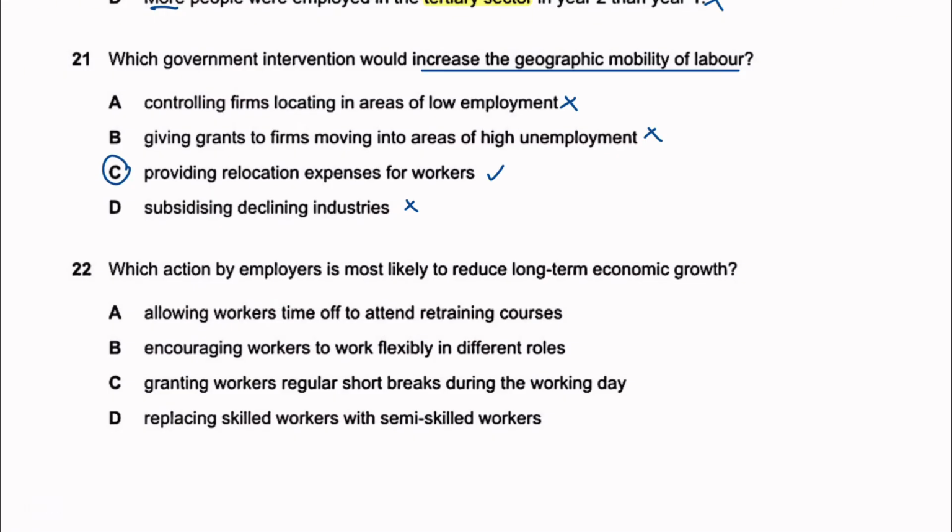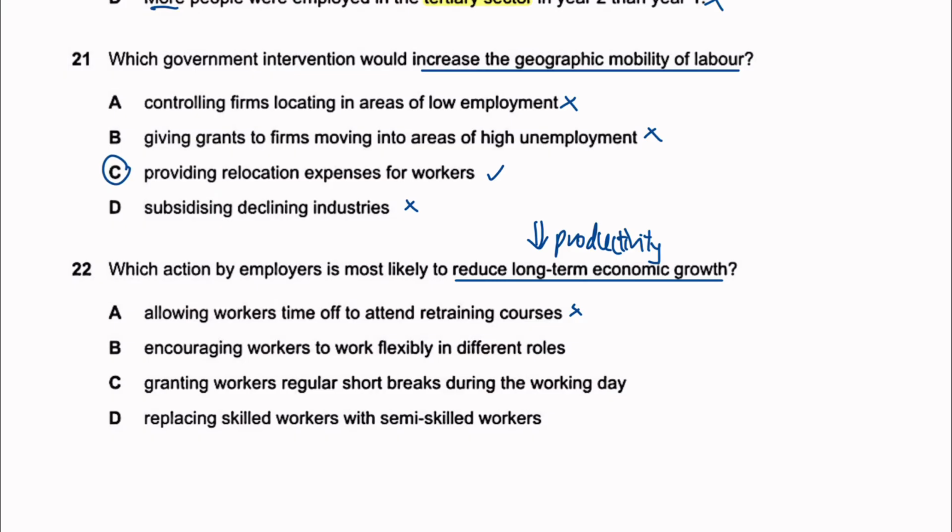Question 22, which action by employers is most likely to reduce long-term economic growth? So what can reduce long-term economic growth? Usually it is reducing something that will reduce the productivity of the firm. A, allowing workers time off to attend retraining courses. No, actually, this is good for the long term because after training, your workers may become more productive.